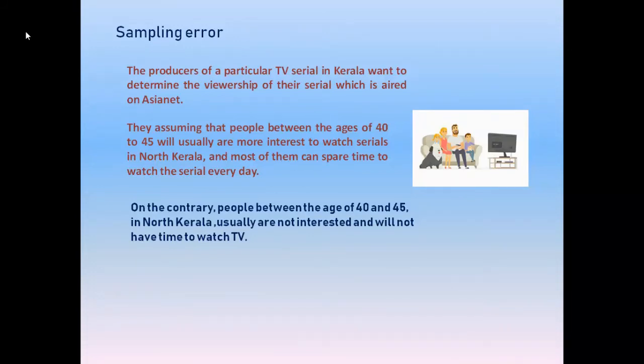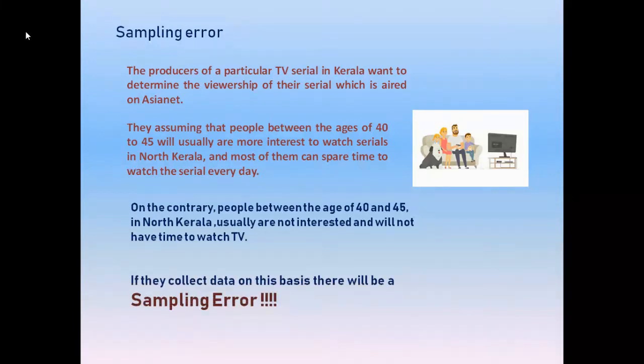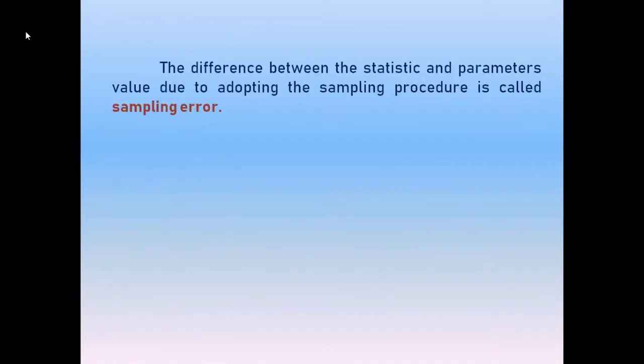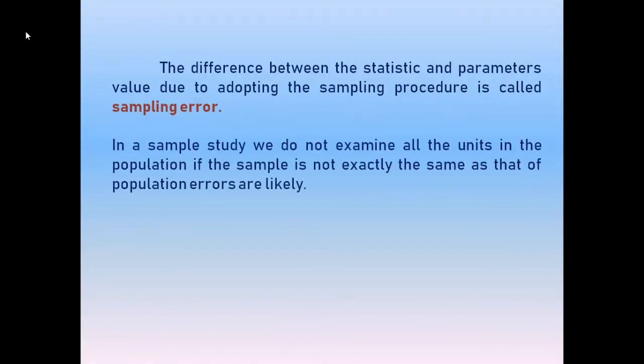And if they collected the data based on this assumption, definitely there is a difference between the value of the population and the value of the sample they have actually taken. So if they collect a sample on this basis, there will be a sampling error. That means the difference between the statistic, that is the data value derived from the sample, and the parameter, that is the value derived from the population, due to adopting the sampling procedure. There is definitely a chance of sampling error. In a sample study, we do not examine all the units in the population. If the sample is not exactly the same as the population, errors are likely.